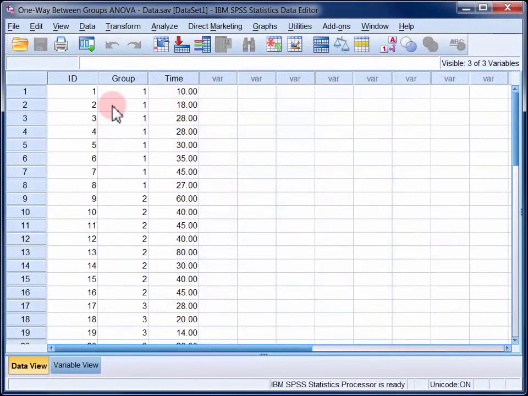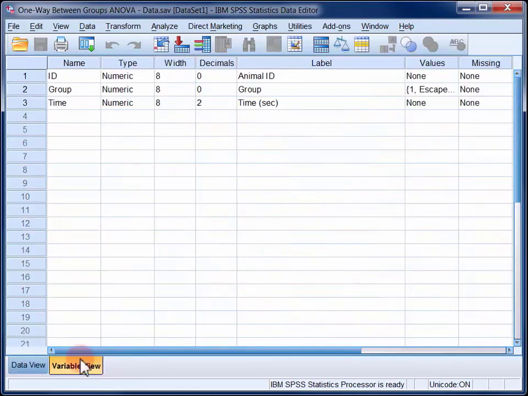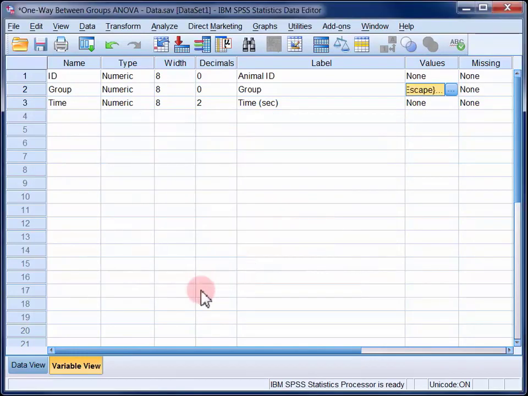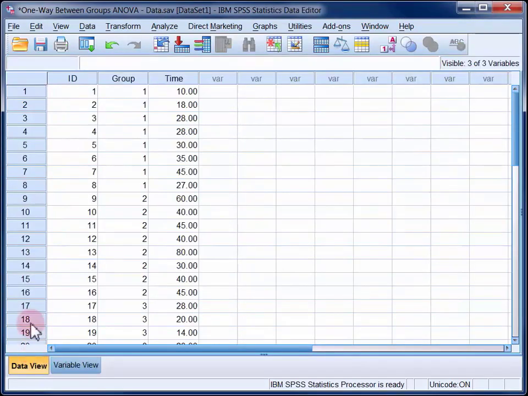There are 2 columns. The first records which group each dog belongs to, and the second records their scores on the dependent variable. In this case, the dependent variable is the average time taken to jump the barrier by each dog, recorded in seconds. The grouping variable or independent variable has value labels, and these have been added in the variable view. So here we have used 1, 2, and 3 to represent the three groups of dogs. In the data view, each row is a dog.